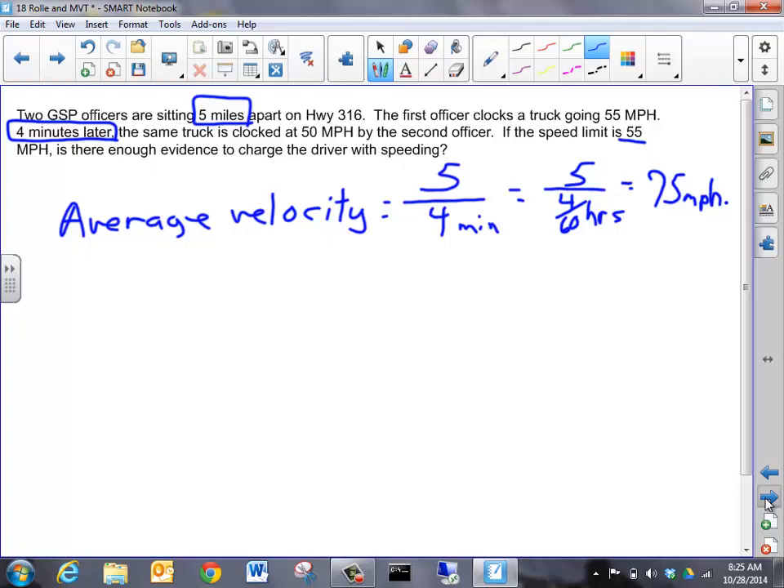Okay? So is there enough evidence? Yes. Okay. Yes, there's enough evidence because he has just proven that he had to be going 75 somewhere in that interval there. What if he stopped?